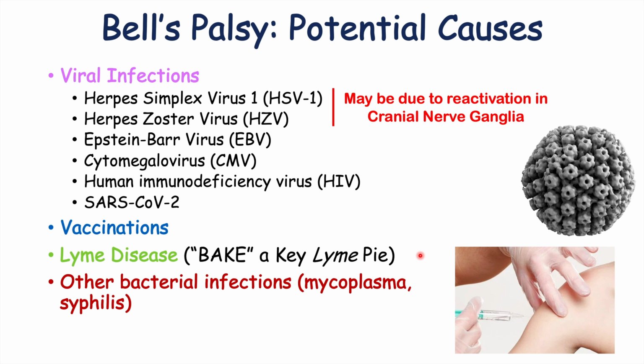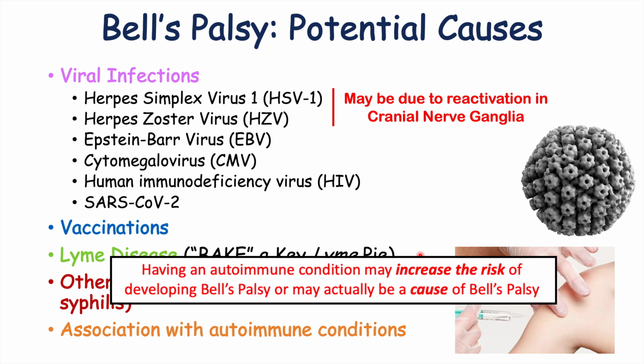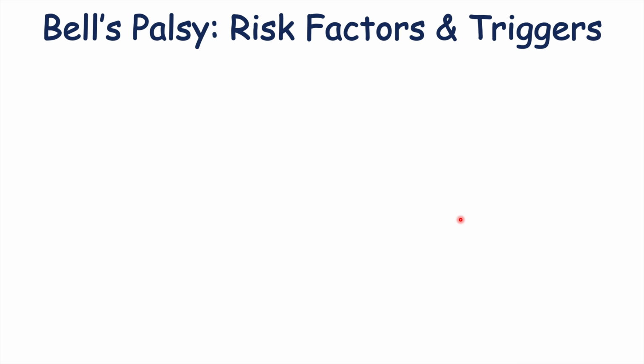Other bacterial infections have also been associated with the onset of Bell's palsy as well, and these include the bacteria mycoplasma and syphilis as well. And then there is some association with certain autoimmune conditions. If you have an autoimmune condition, this may also increase your risk for having Bell's palsy as well. So those are some of the potential causes.